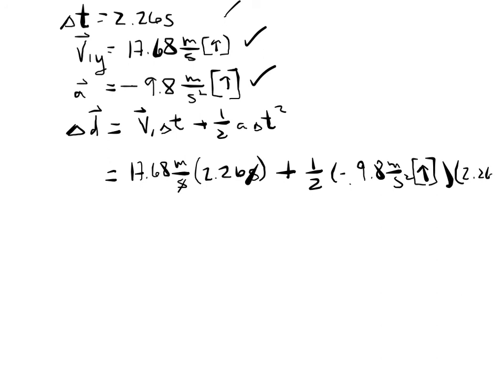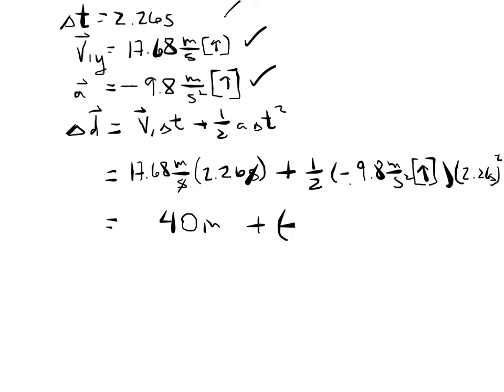Times 2.26 seconds squared. In this second part, you're going to have units of seconds squared multiplied by meters per second squared. The seconds squared are going to cancel. Again, you're going to end up with units of meters, which is good because we're adding them to meters, and we're looking for displacement, which comes in units of meters. This first term equals out to 40 meters. That's how far it would have traveled if there was no acceleration. However, because there is an acceleration, that number is different.